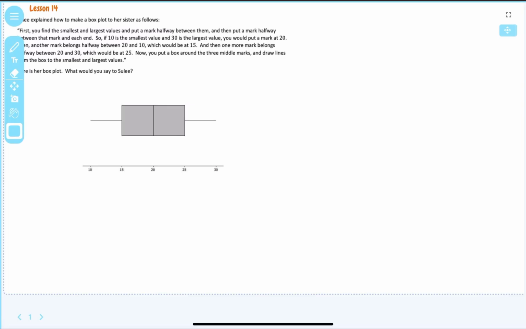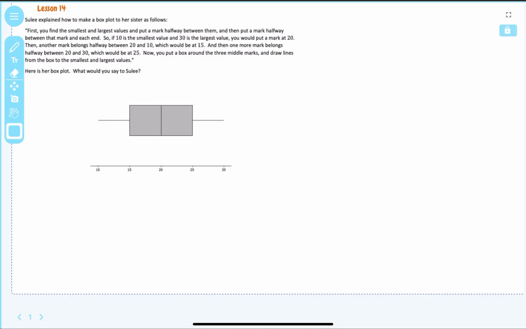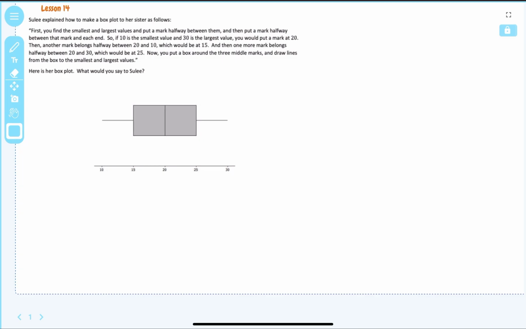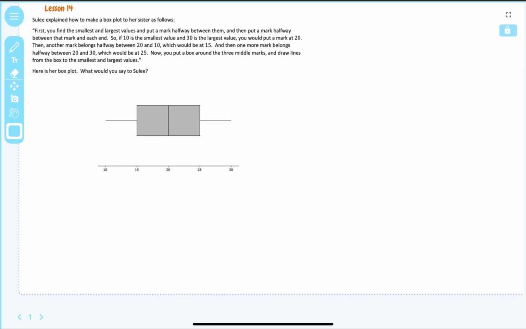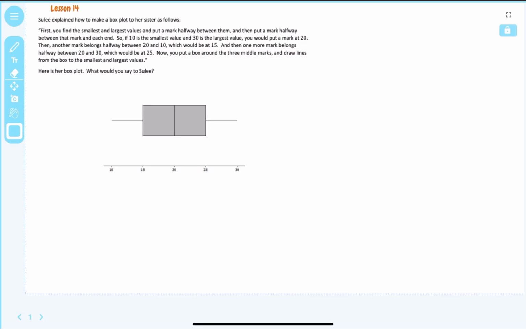Okay, this is Math 6, Module 6, Lesson 14. And it says, Sully explained how to make a box plot to her sister as follows.